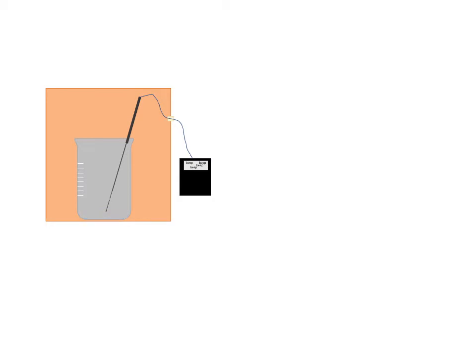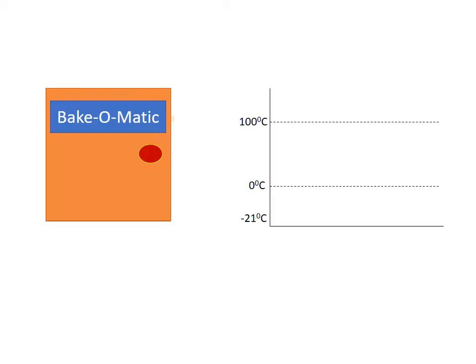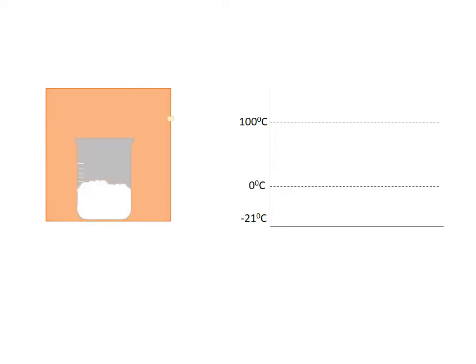But let's check out the device that was measuring the temperature. We'll look at a graph right next to the Bake-O-Matic as it heats up the snow. So let's do that again. The Bake-O-Matic again has a beaker full of snow from outside and a temperature probe. And the temperature probe is going to relay the temperature to my graphing system on the right side of the screen. Now the snow came from outside and it's really cold out today. And the temperature probe says that the temperature of the snow is minus 21 degrees Celsius.